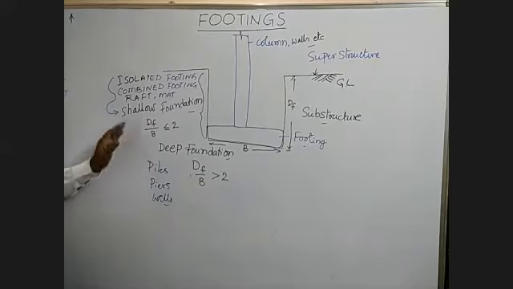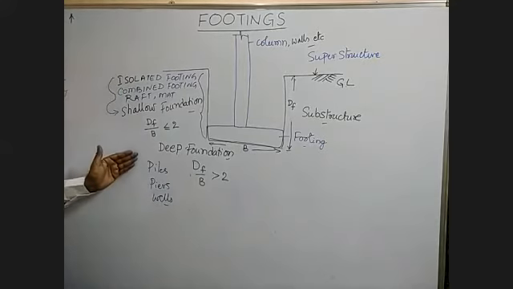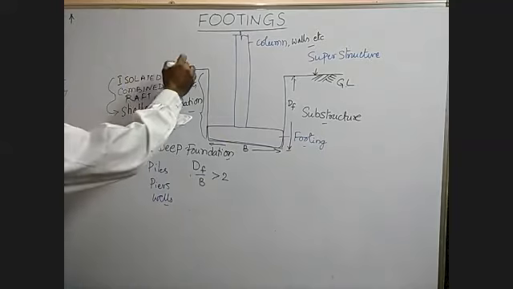These are the examples of shallow foundations: isolated, combined, raft, mat, etc. Deep foundations are piles, piers, wells, etc. See, now in your syllabus, you have only isolated footing.